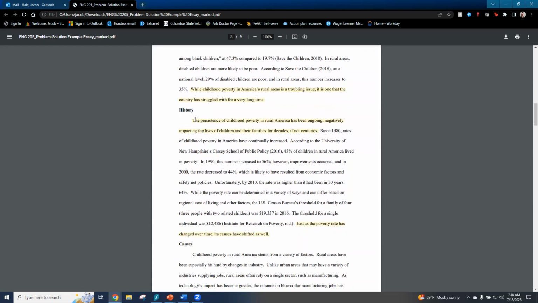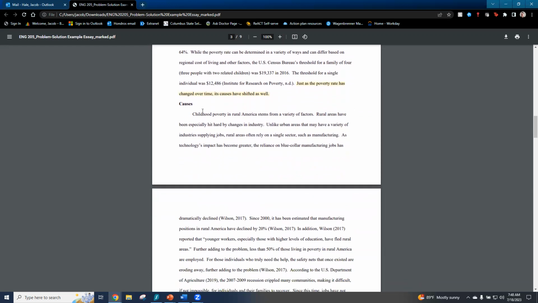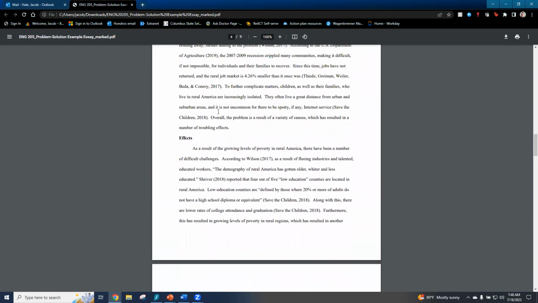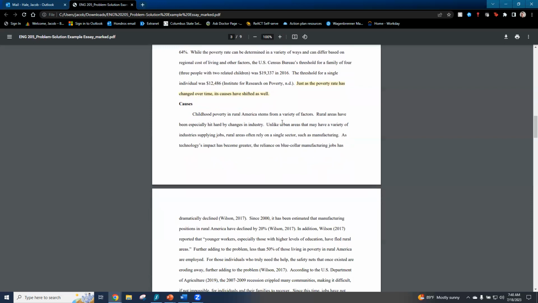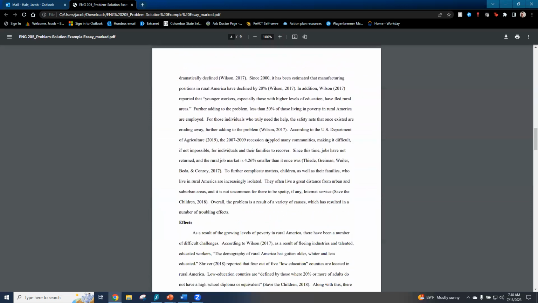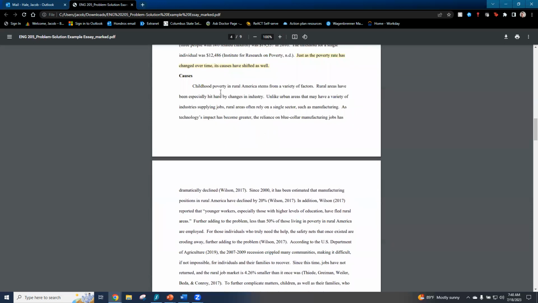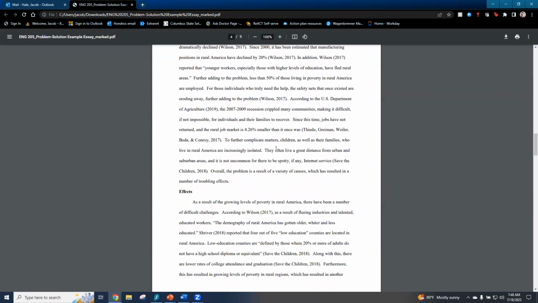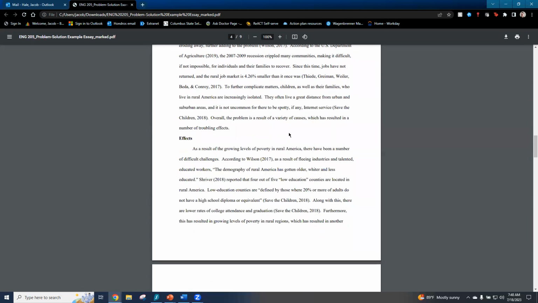So this is the history section. They have a topic sentence. They have a concluding sentence. We move on to the causes. And they aren't highlighted here, but the paper follows that formula pretty reliably. We have a topic sentence. It ends with a concluding sentence, and so on.